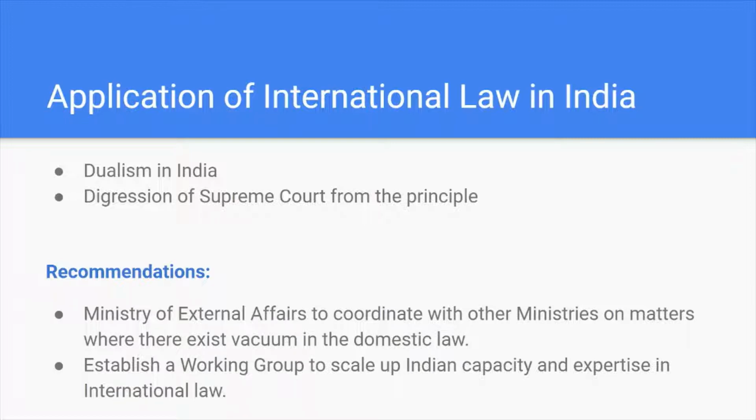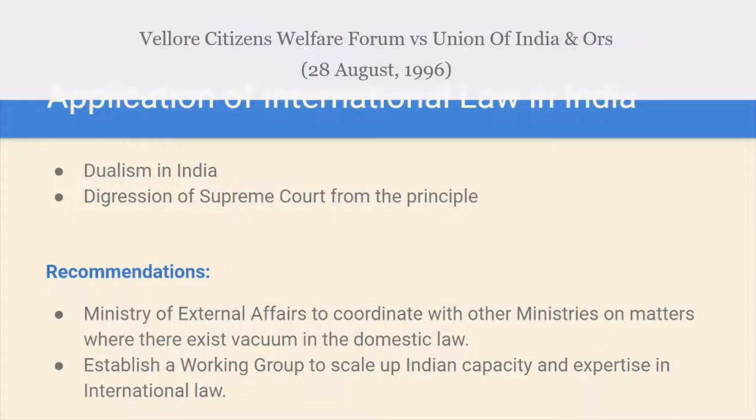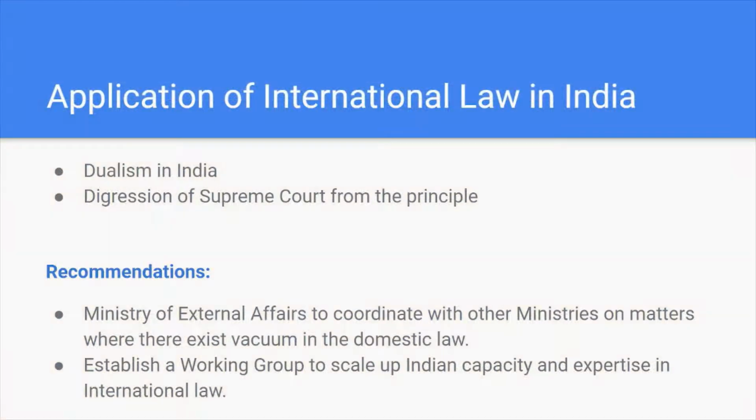It means that international law is not directly applicable domestically, and this must be implemented through some legislation passed by Parliament. Now, over the years, it has been seen that the Supreme Court has deviated from this principle. For example, in the Vellore Citizen Welfare Forum case, the Supreme Court held that the rules of customary international law, which are not contrary to the municipal law, shall be considered to be part of domestic law.